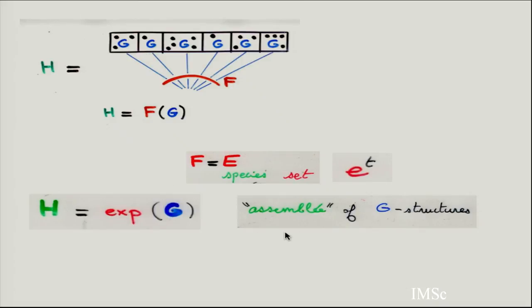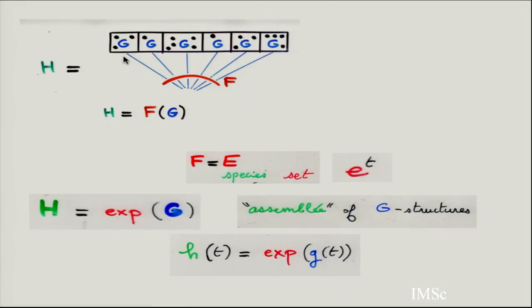We call this an assemblée of G structures. And then the relationship between the two generating functions is that H is the exponential of G. So if you have a generating function which is interpreted as a certain one block, taking the exponential means you take many blocks, and in each block you put a G structure. This gives you the exponential of the generating function.